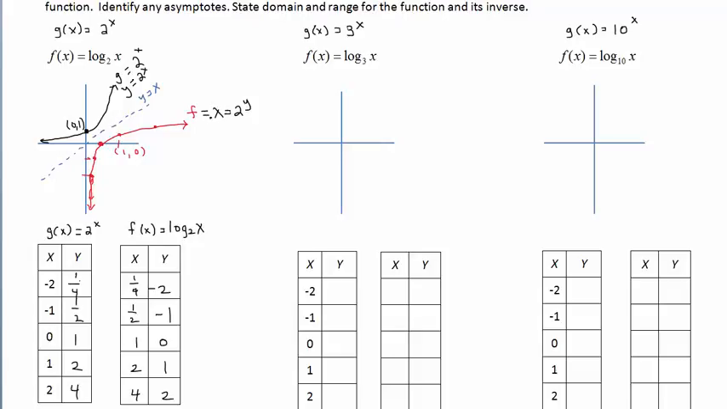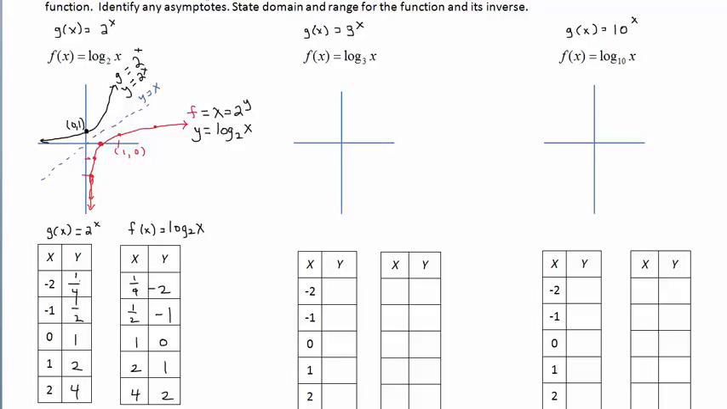But if you look at this equation right here that's supposed to name this function, we really don't want to have y in the exponent position. So in that case, what we do is we get y out of the exponent position and we let y equal log base 2 of x.